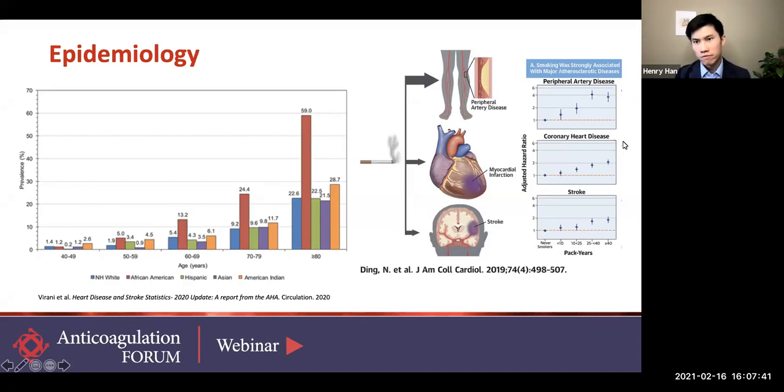And by comparison, for coronary artery disease and cerebrovascular disease or strokes, with that amount of smoking, 25 to 40 pack years or more, you do have increased risk, although this is only increased to 2 times as high as compared to the 4 times higher risk seen in PAD.